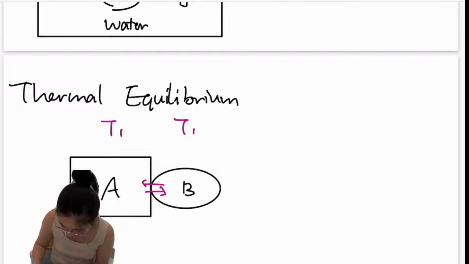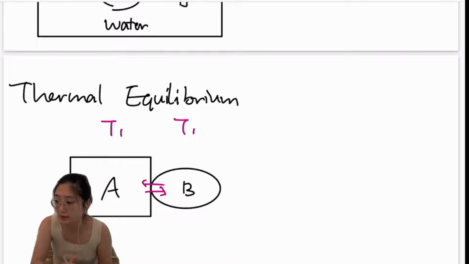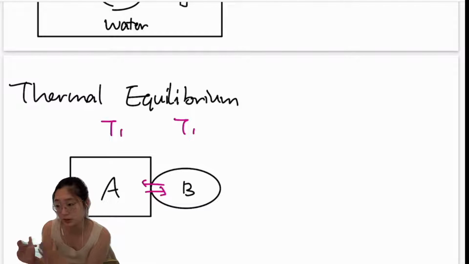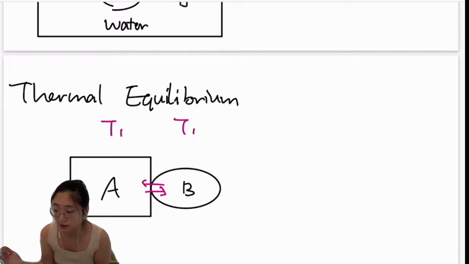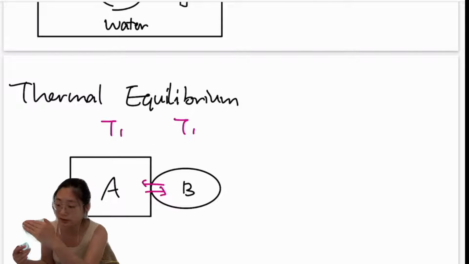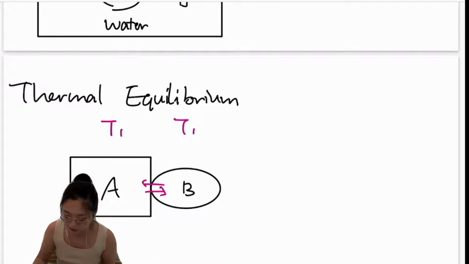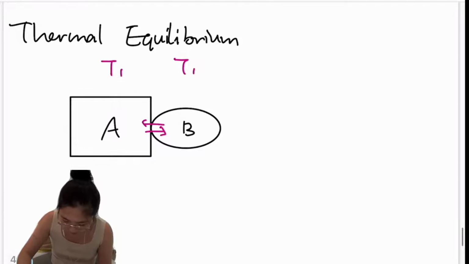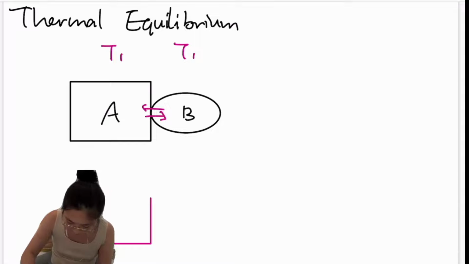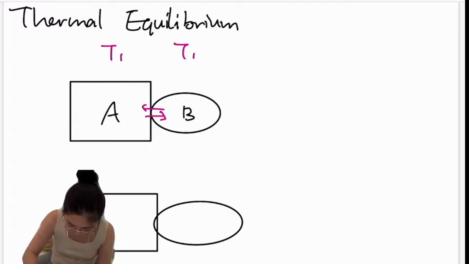But the amount of heat transfer from B to A is the same as the amount of heat transfer from A to B. Just like in chemical reaction equilibrium, the reverse reaction rate is the same as the forward reaction rate. So A and B still have the same amount of energy, and their temperature doesn't change. It's still T1 for both of them. But if their temperature is different, then there is a net heat flow from one object to the other.